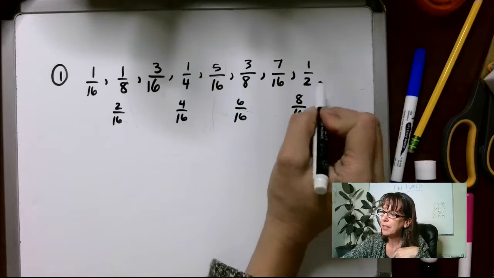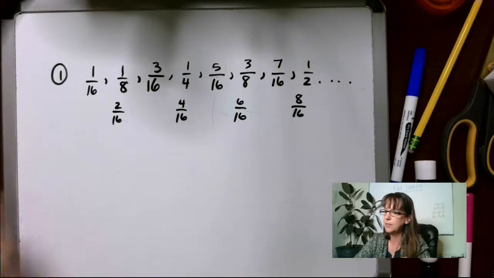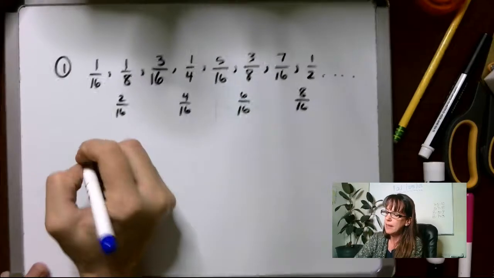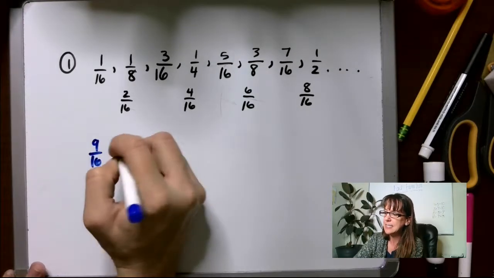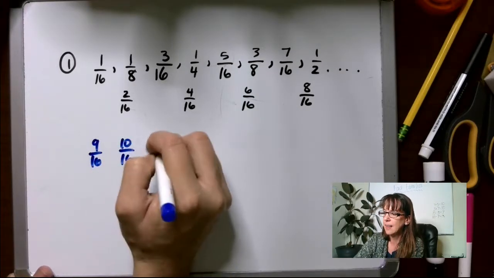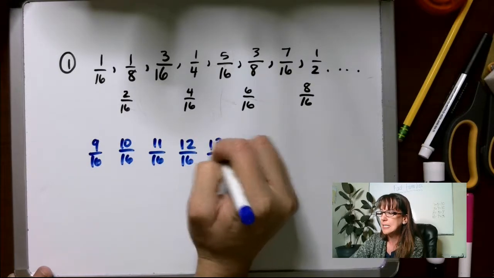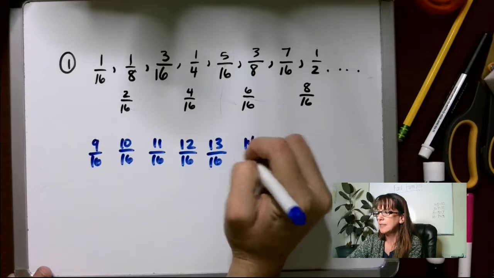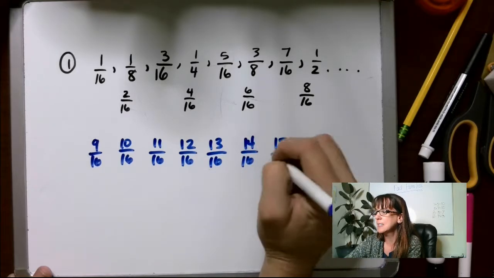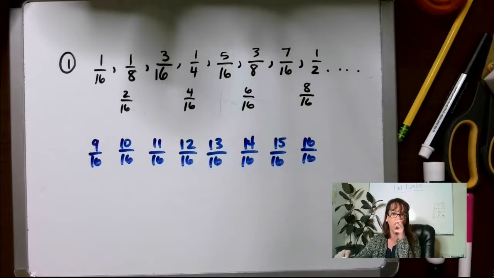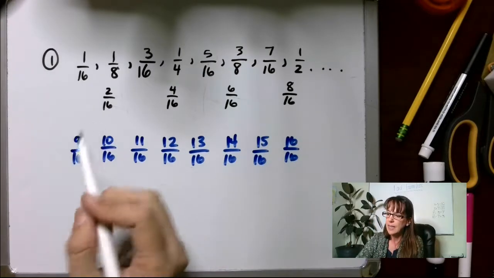Okay, so then after that, we're gonna have, here are the new answers, so that way you can see those. 9/16, 10/16, 11/16, 12/16, 13/16, 14/16, 15/16, 16/16, that's all the way up to 1. So let's simplify some of these.